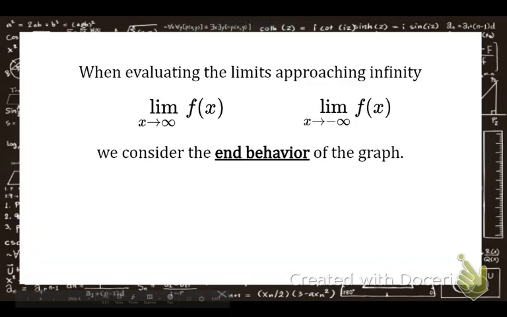After that, we briefly talked about infinite limits graphically. So you can see both of these. These are limits going to infinity. So notice this is the limit as x goes to positive infinity. Here we have the limit as x goes to negative infinity. In those cases, we consider the end behavior of the graph. So what's happening at the ends of the graph.